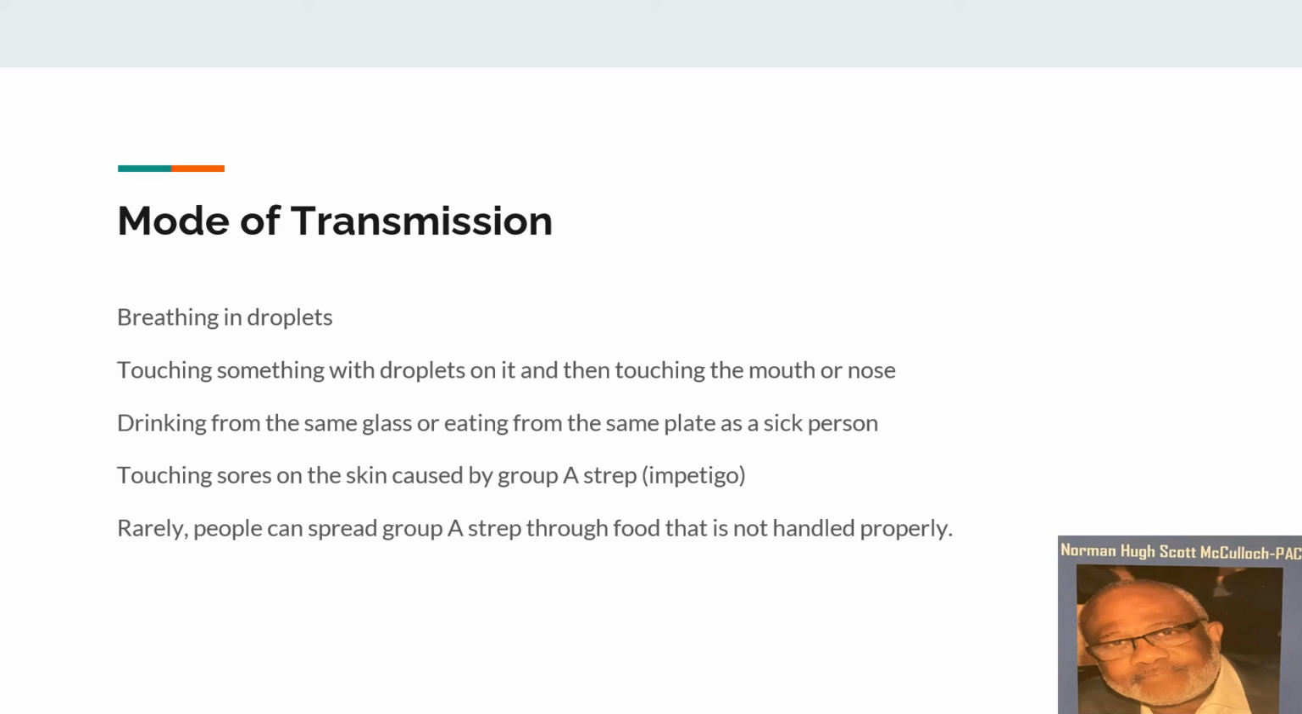The mode of transmission. Breathing in droplets is a very likely way for the spread of the disease. Touching something with droplets on it and then touching the mouth or nose is certainly a means of transmission. Drinking from the same glass or eating from the same plate as a sick person, touching sores on the skin caused by group A strep, such as impetigo, can all be means by which the disease spread. Rarely, people can spread group A strep through food that is not handled properly.